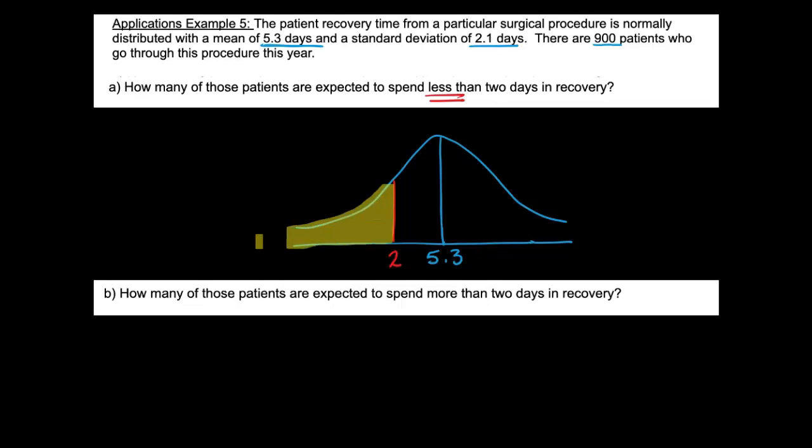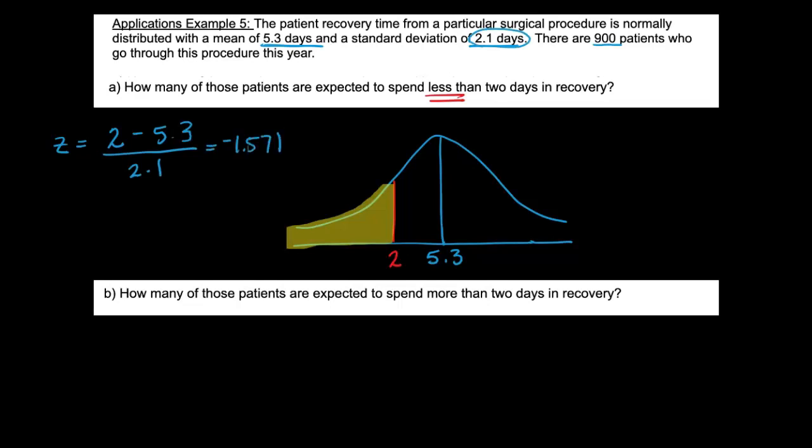And once we find the percentage, we could actually figure out the number of patients after that. Now, in order to find this area, if I'm going to use the z-score chart, I have to know the z-score for 2. So I'm going to take 2 minus the mean divided by the standard deviation, which they told me was 2.1 days. So I put that in my calculator and I get negative 1.571.